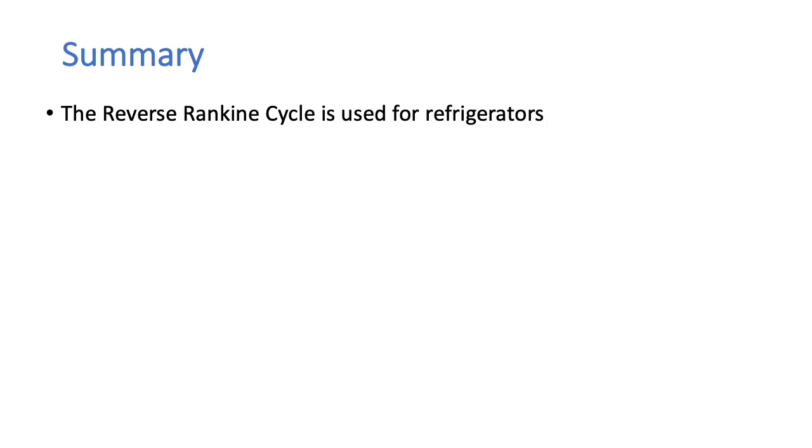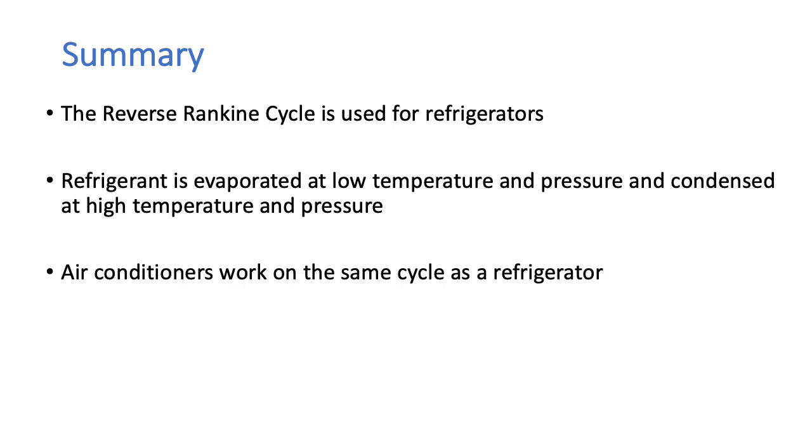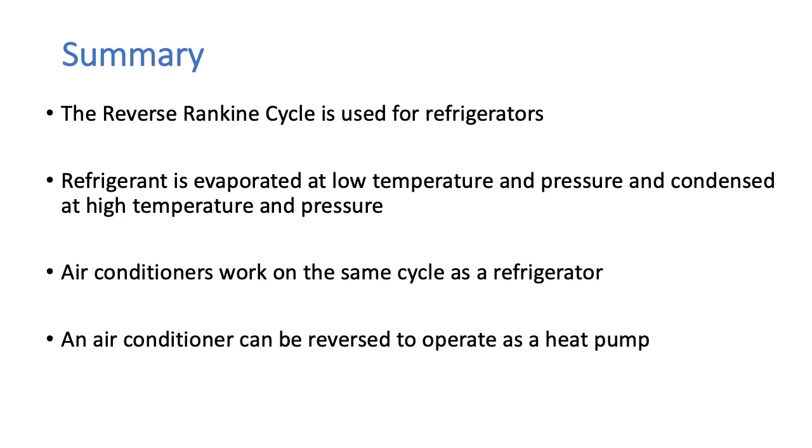To summarize, the reverse Rankine cycle is used for refrigerators. The refrigerant is evaporated at low temperature and pressure and condensed at high temperature and pressure. Air conditioners work on the same principle as a refrigerator, and an air conditioner can be reversed to operate as a heat pump.